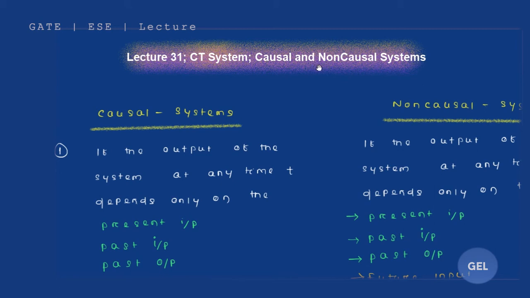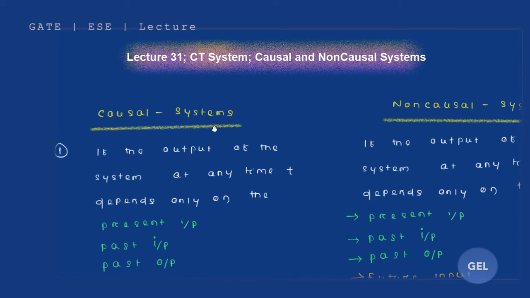I'm going to give you a detailed analysis of causal and non-causal systems, because there will be a direct question in which you need the concept of causal and non-causal systems. If you don't know the concept, you cannot solve that question. So you must know what a causal and non-causal system is.